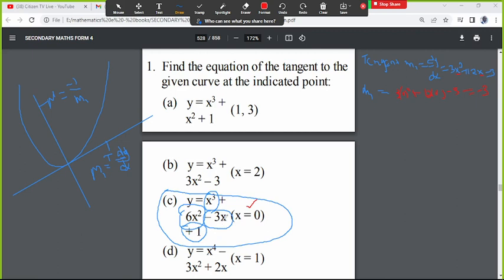We need a point, one point where the equation is passing through. So we need the value of y. When x is equal to 0, what is the value of y? Substitute 0 here. 0 cubed, 0 squared, 0, and then 1. All these will become 0. 0 plus 0 minus 0 plus 1. So our point is 0 and then 1. So when x is equal to 0, y is equal to 1.